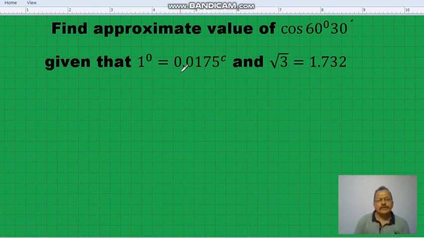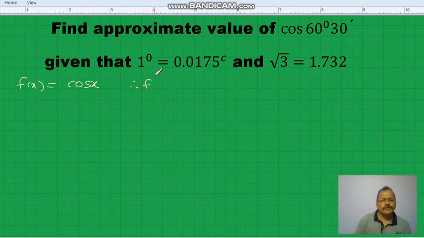Next problem we are selecting is, find the approximate value of cos 60 degrees 30 minutes, given that 1 degree is approximately equal to 0.0175 radian and square root of 3 is 1.732. Naturally, I will consider f(x) as cos x, and therefore f'(x) is equal to minus sin x.